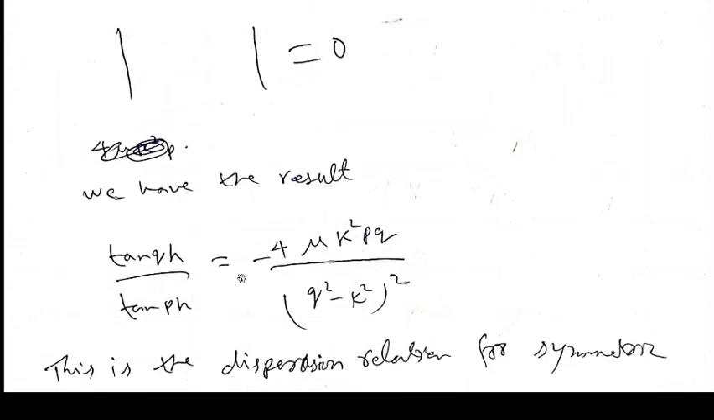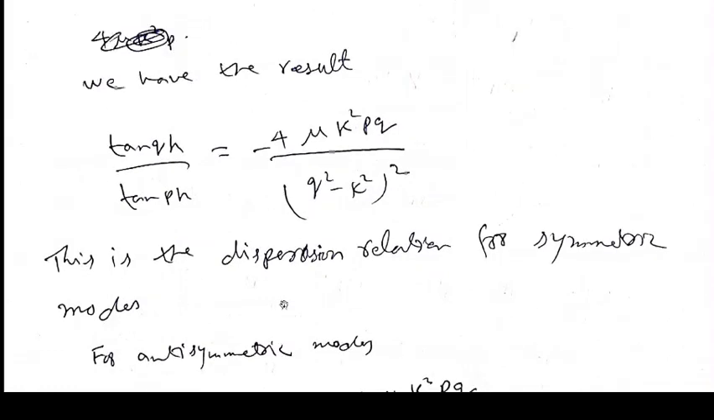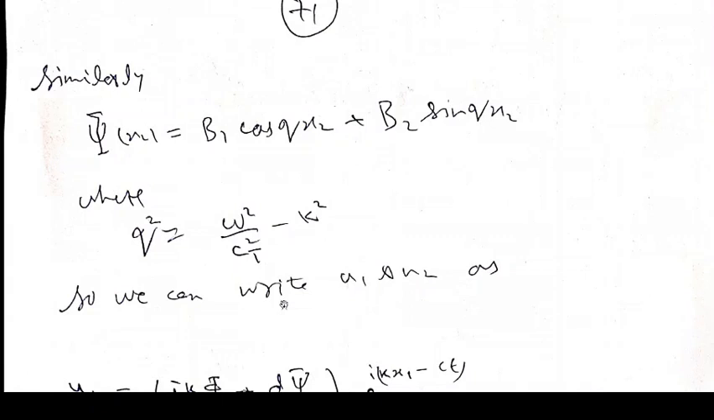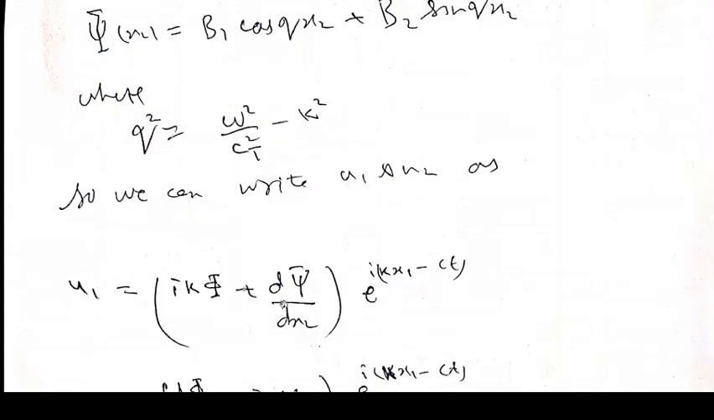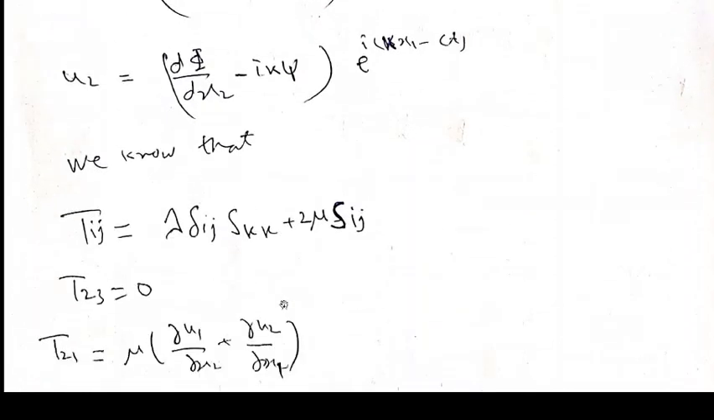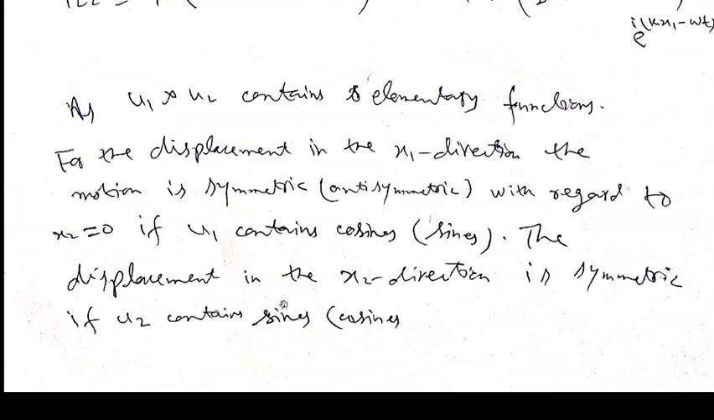Now I have written this directly. You have to do this, you have to obtain this relation. When you take the determinant equal to 0, and after simplification you will have this, and this is the dispersion relation for symmetric modes. As we have taken phi and psi such that u1 contains all cosines and u2 contains all sines, we have symmetric motion. So corresponding to this we will have this type of symmetric dispersion relation.